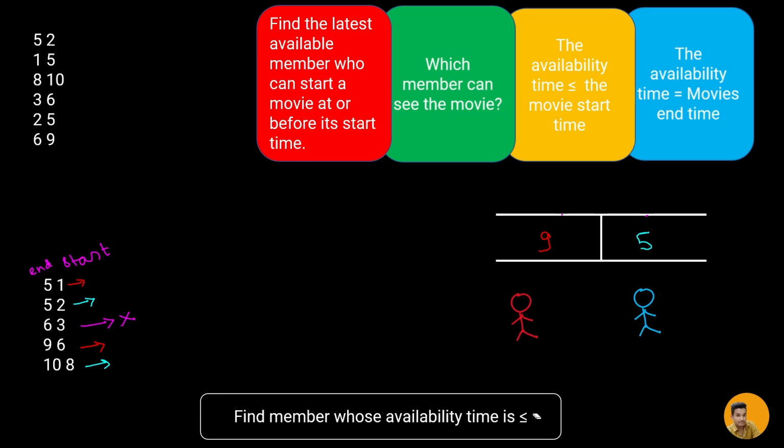Next comes the second. Again the same question. Find a member whose available time is at or before 8, the next movie's start time. So which guy? This guy is done at 5. So we'll remove this and assign 10 to it. Now he's going to finish at 10. So in this case we are moving forward like this.